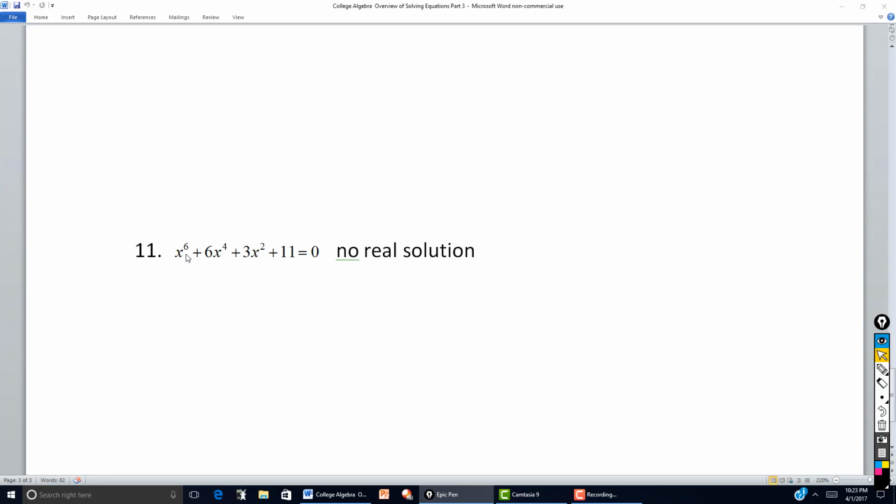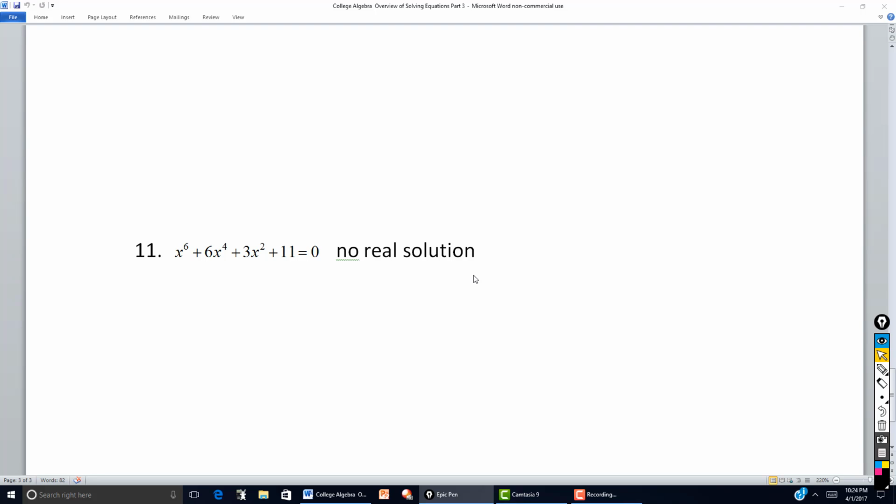Solve x to the 6 plus 6x to the 4th plus 3x squared plus 11 equal to 0. Okay, now I put the answer there, and some of these I mean to leave out when I do the presentation, but I forget. I wanted you to think about it. So anyway, you know the answer is no real solution.